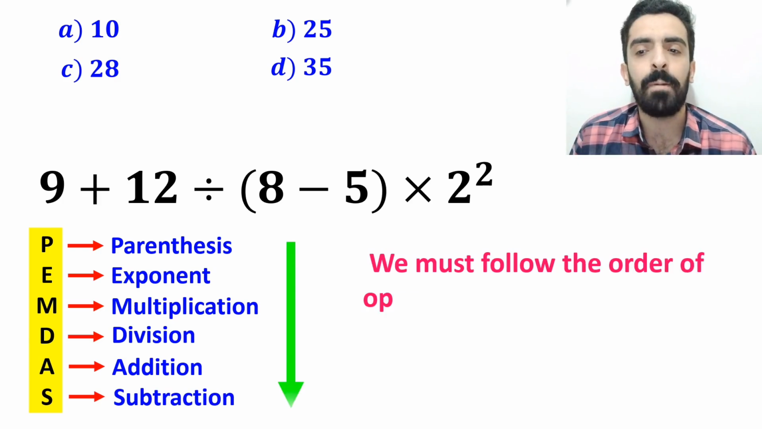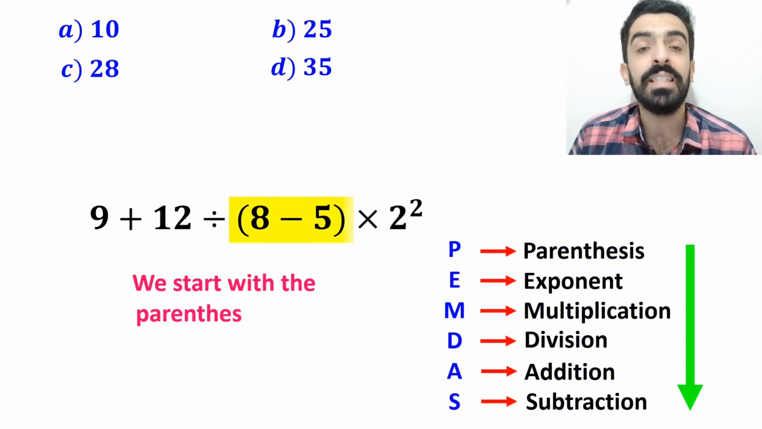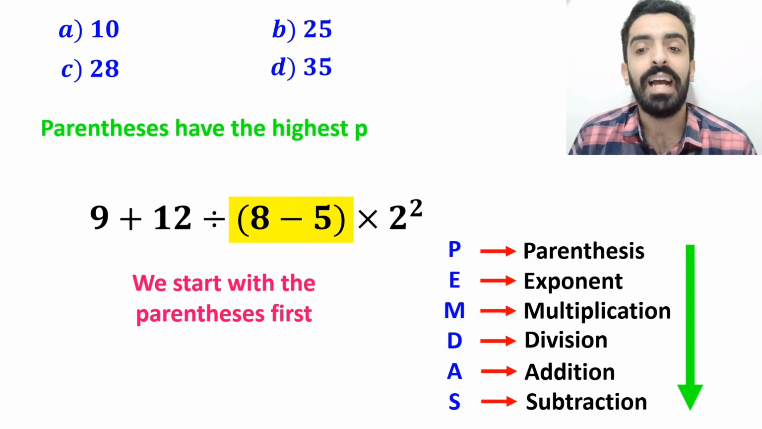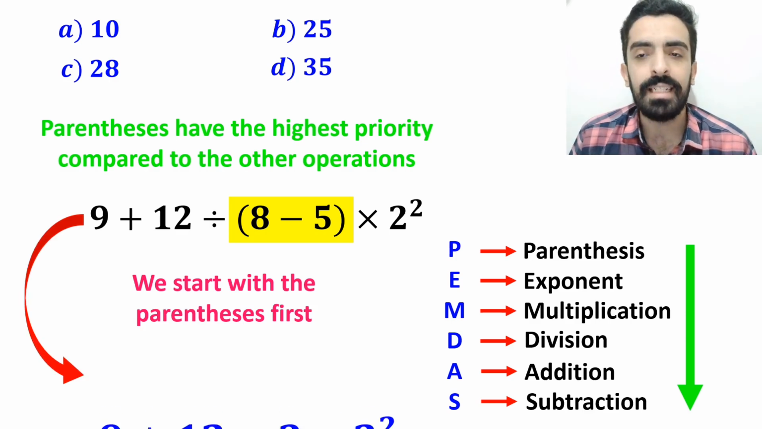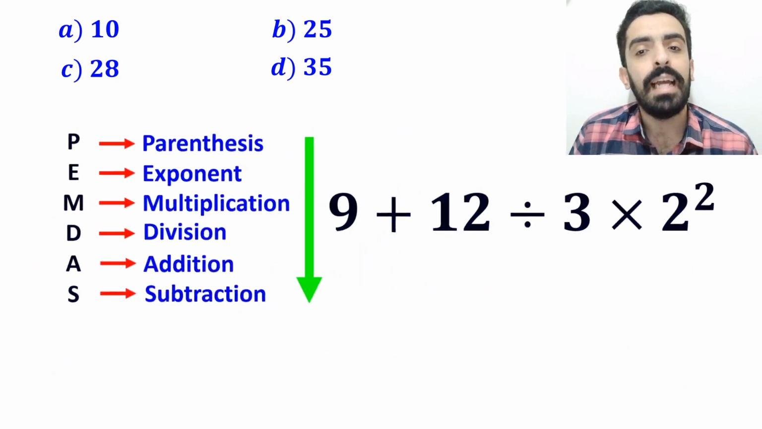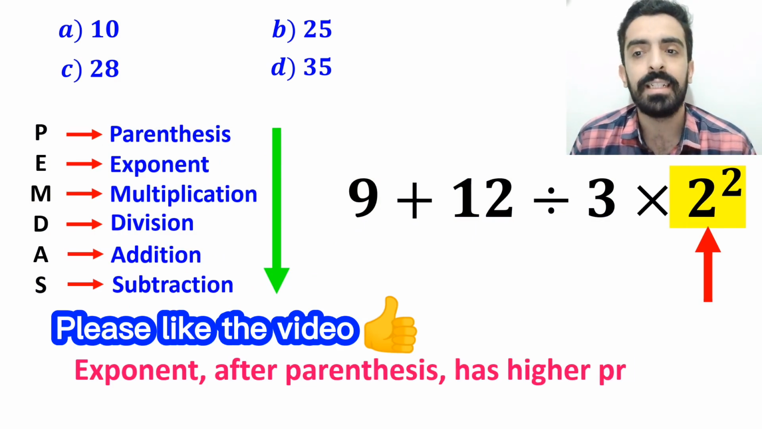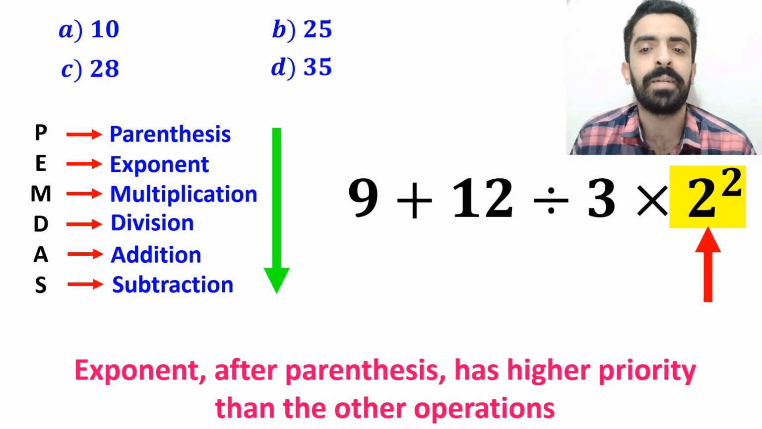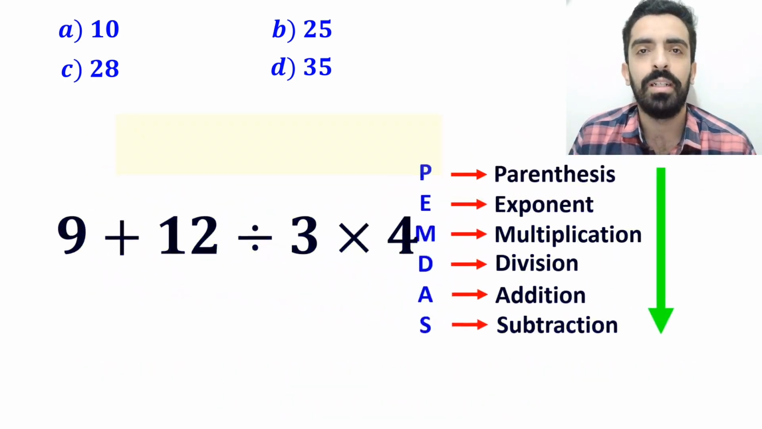We must follow the order of operations step by step from top to bottom. So, we start with the parentheses first, because parentheses have the highest priority compared to the other operations. Okay, instead of this expression, we can write 9 + 12 ÷ 3 × 2². In the next step, we go to the exponent, because exponent after parentheses has higher priority than the other operations. So this expression simplifies to 9 + 12 ÷ 3 × 4.